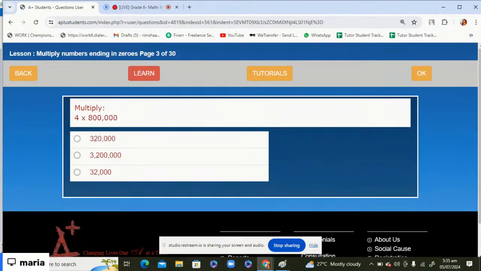Okay. Now let's do this one. Same thing. 4 times 8 is 32. And how many zeros with it? 5 zeros. Check it out. 32 with 5 zeros. Where is it? Option B. It's in option B. Yes, it's in option B.